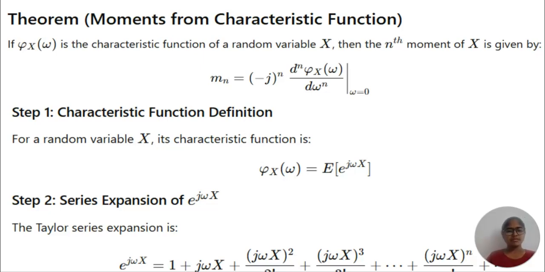By using the Taylor's theorem expansion, e power j omega x equal to 1 plus j omega x plus j omega x whole square by 2 factorial plus j omega x whole cube by 3 factorial and so on up to j omega x whole power n by n factorial.